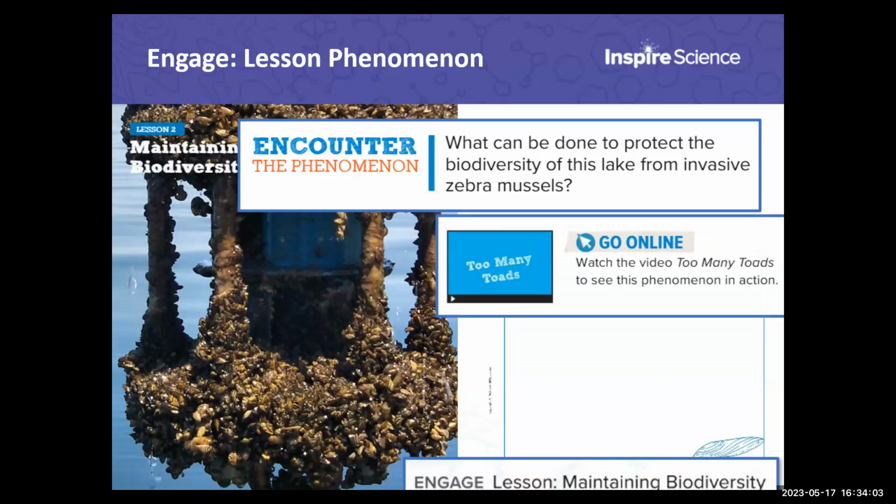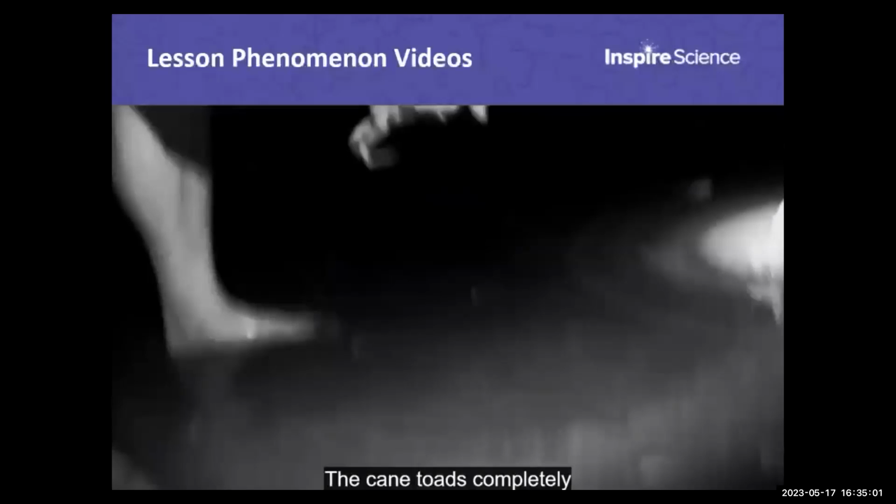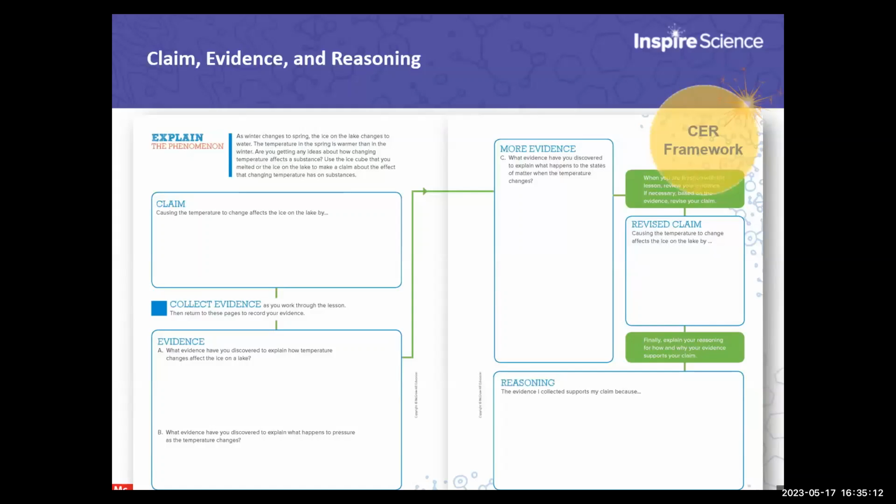This phenomena is called Too Many Toads. They were brought in with an intended purpose to eat beetles that were destroying sugarcane, and they had a catastrophic effect. The zebra mussels, they tend to come into ecosystems accidentally, where students are going to learn about both examples of these phenomena.